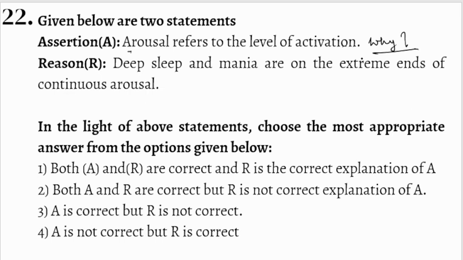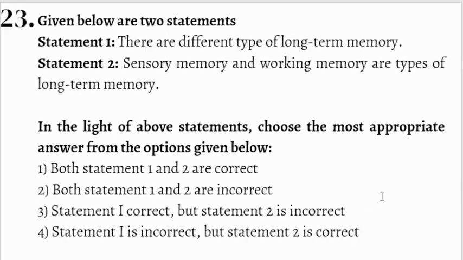It says that deep sleep and mania are on the extreme ends of continuous arousal. Yes, they are. So the statement is correct, but it is not explaining why arousal refers to the level of activation. So A and R both are correct statements in themselves, but R is not the correct explanation of A. So 2 is going to be our answer here. Very well done who answered 2.